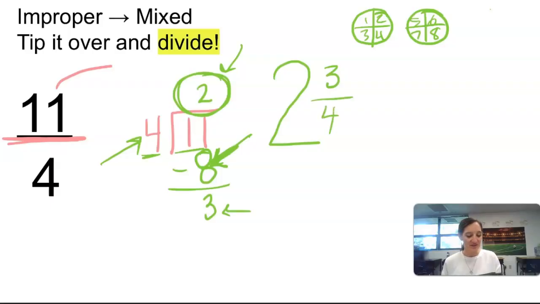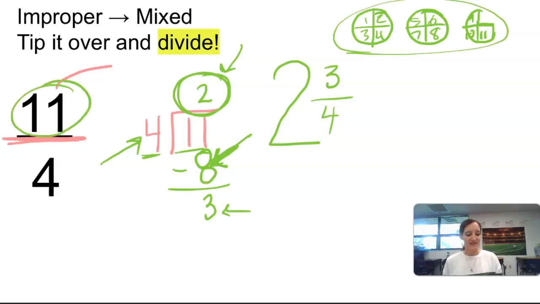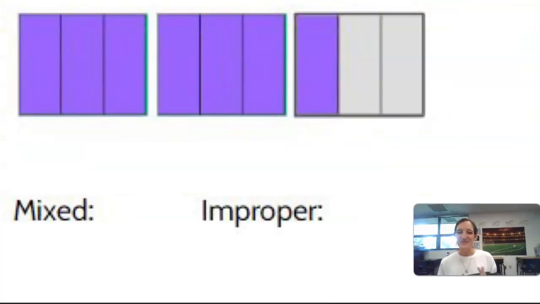So 2 and 3/4. Let me draw that better. That 3/4 is right there. So there's the 9, 10, and 11. There's where the 11 came from. So all together right here, that is 11/4. But you could also see it as 2 whole pizzas and 3/4 of a pizza left. So cool, huh? So we have 2 more examples here.